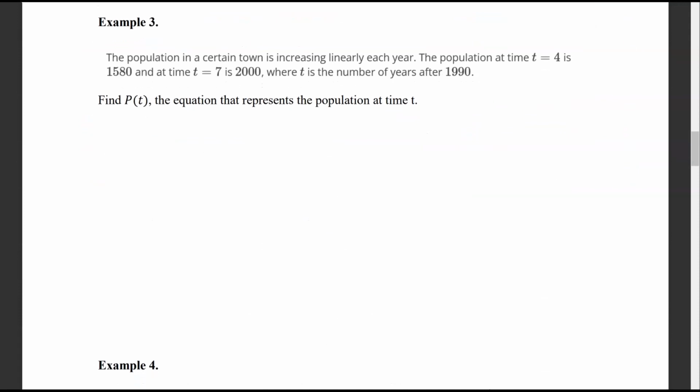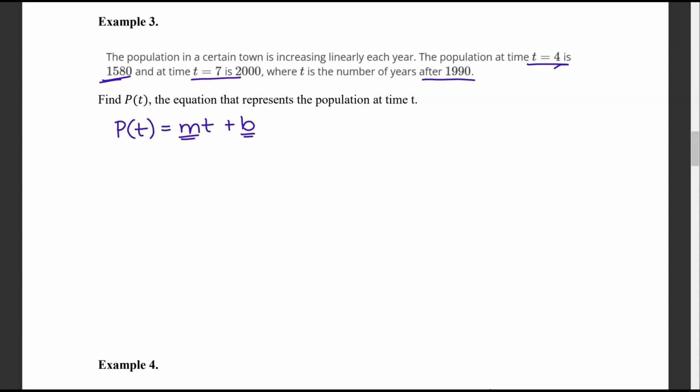Example 3 here. The population of a certain town is increasing linearly each year. The population at time t is 4, is 1,580, and at time t is 7 is 2,000, where t is the number of years after 1997. Find P of t, the equation that represents the population at a time t. All right, so here we're going to look for P of t. So remember, P of t is going to be composed of m times t plus our b. Remember, we need to find out what our rate of change is and what our initial value is.